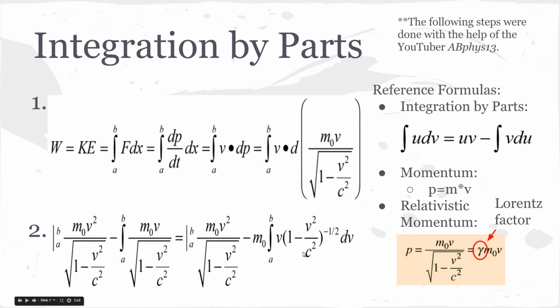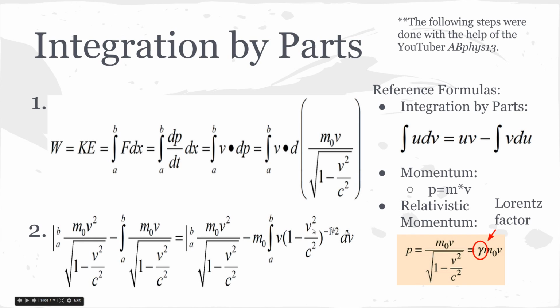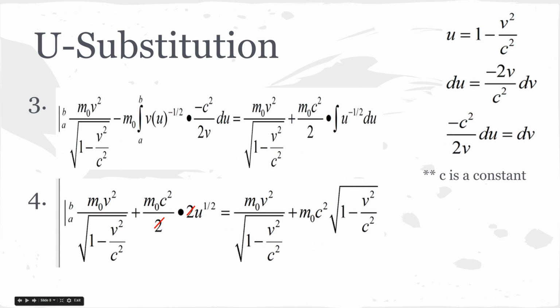So now let's write this integral in a form that is a bit easier to understand. So first we'll factor out the mass because that's a constant, and we'll leave v times this to the negative 1/2, which is the same as the square root in the denominator of what we have here, times dv. So now we're going to do a little u substitution for 1 minus v squared over c squared, as shown here, to allow us to integrate this.